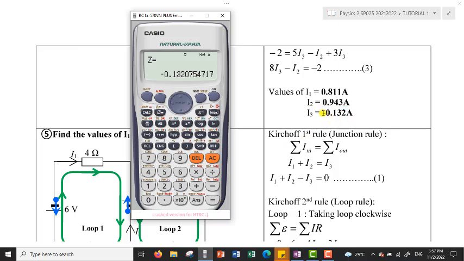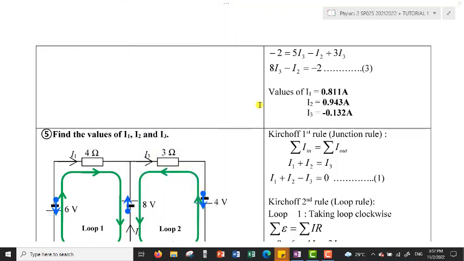So just leave it as negative. The negative just tells us that the direction of the current should be opposite to the direction indicated in the question. So no worries with the negative sign. Okay, then we're done with question 4.